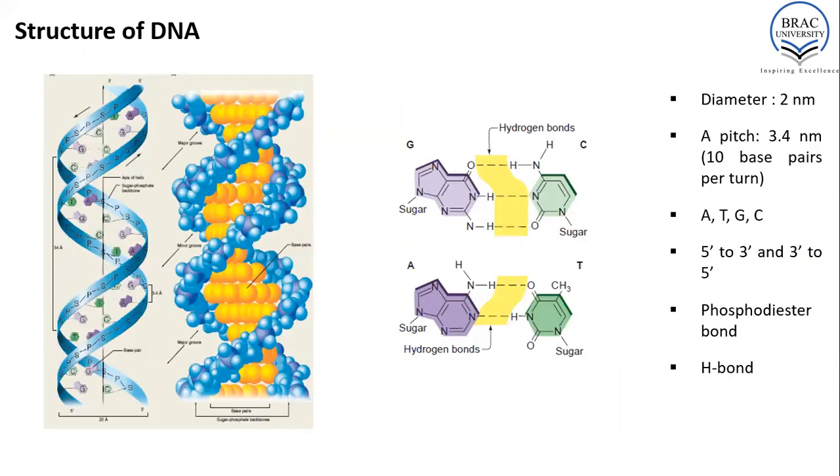X-ray images showed that the molecule is spiral shaped. The spacing between repeating units along the axis of the helix is 3.4 angstrom. The helix undergoes one complete turn every 34 angstrom, and the diameter of the molecule is 20 angstrom.